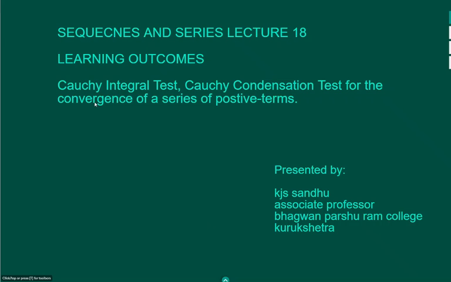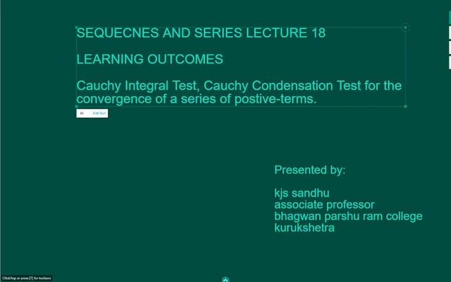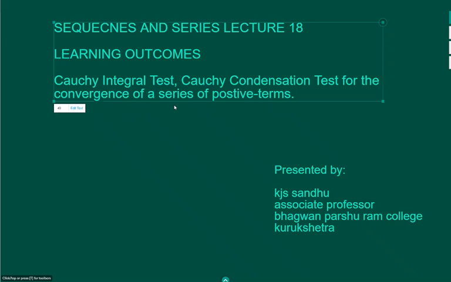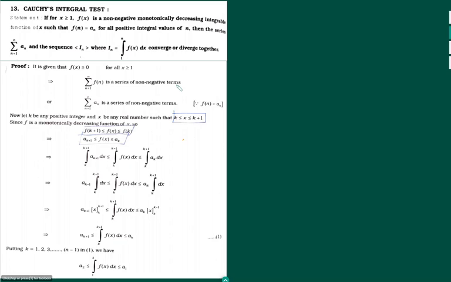We will be discussing two very important tests of the convergence of a series of positive terms. On the convergence of a series of positive terms, we have two very important tests. One is Cauchy's integral test and the other is Cauchy's condensation test. So we will start discussing these two tests and then we will do a few exercises based on these two tests. So first of all, we discuss Cauchy's integral test.